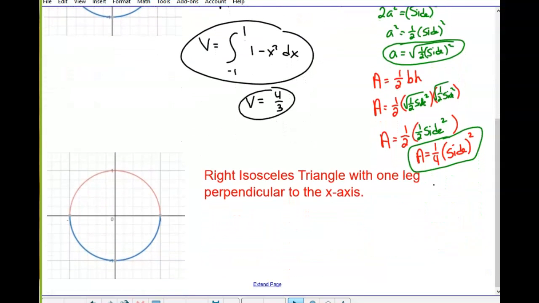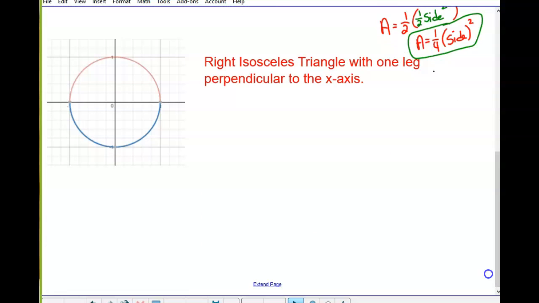Alright, last one. What if it's a right isosceles triangle with one leg perpendicular to the x-axis?